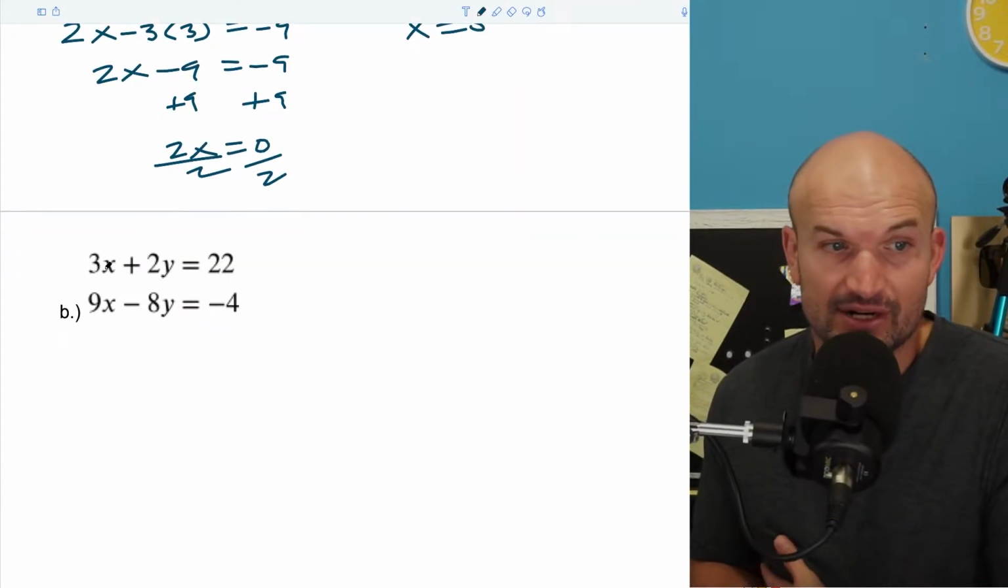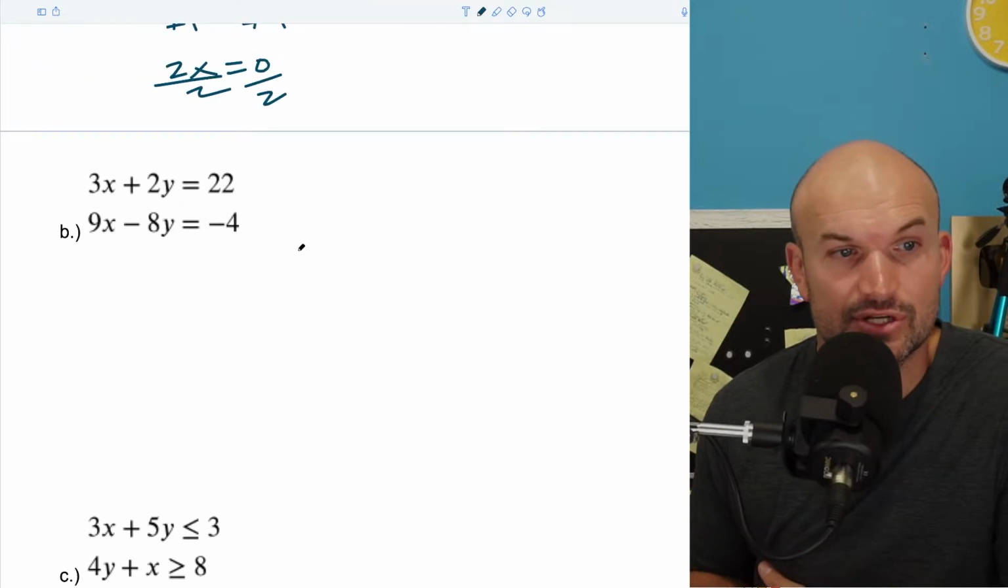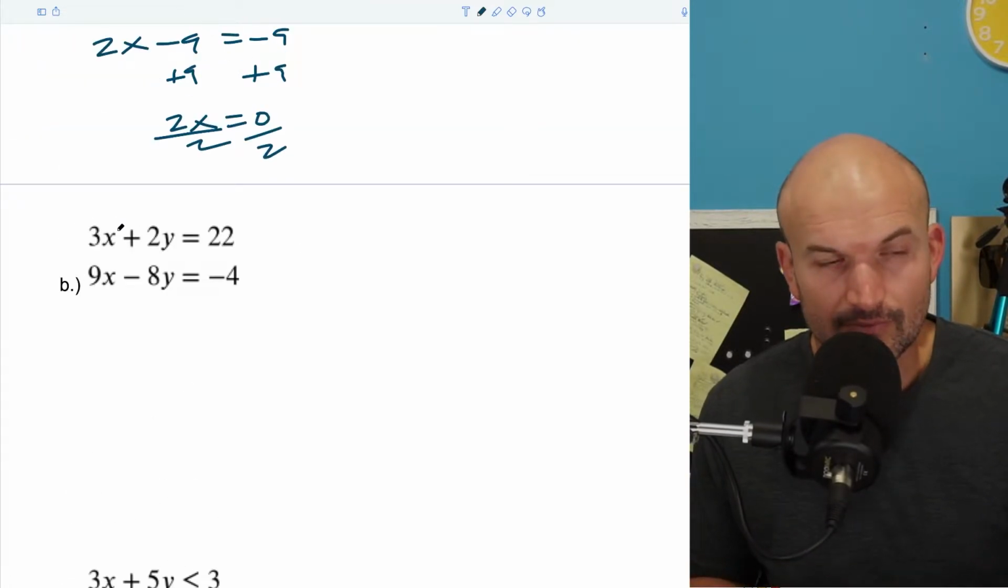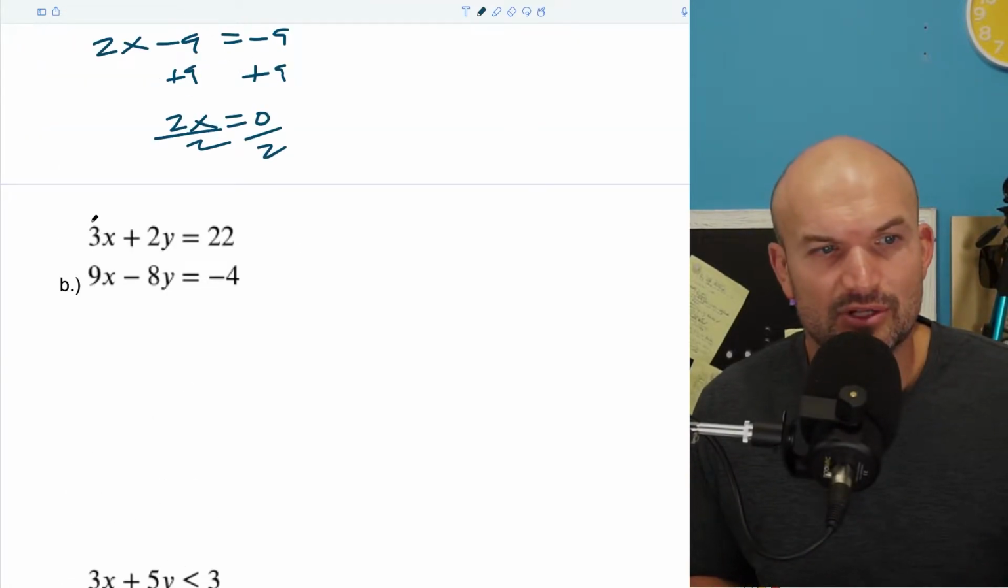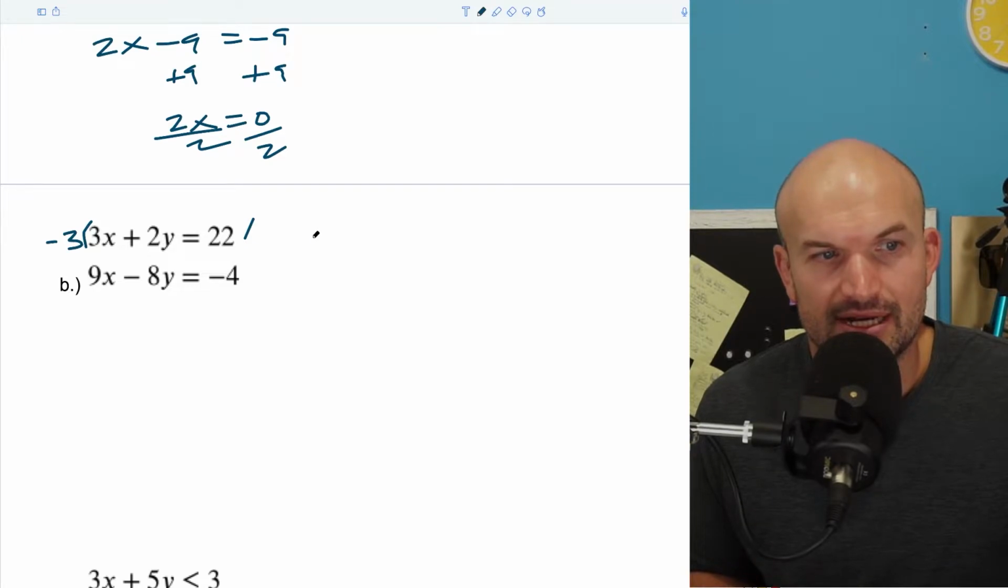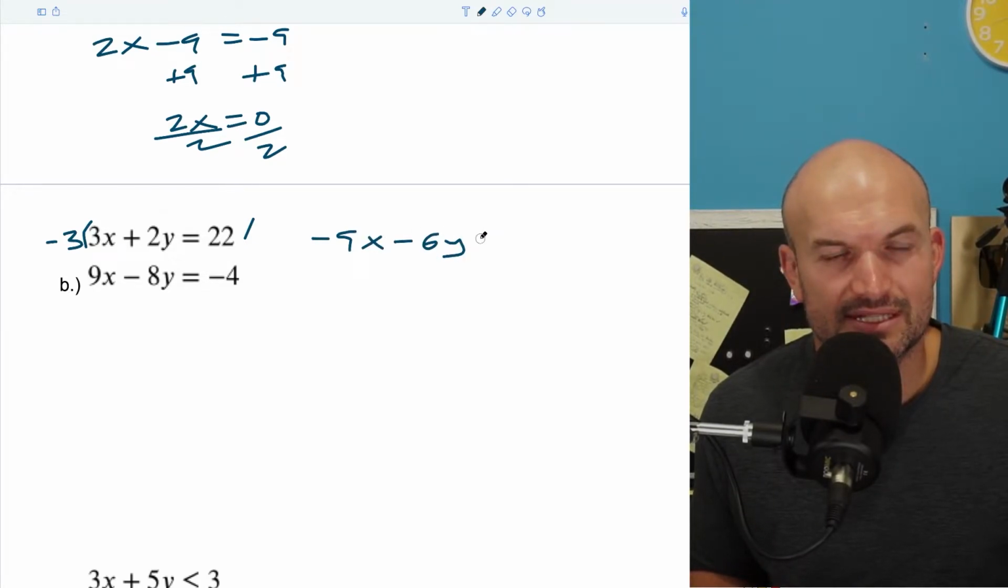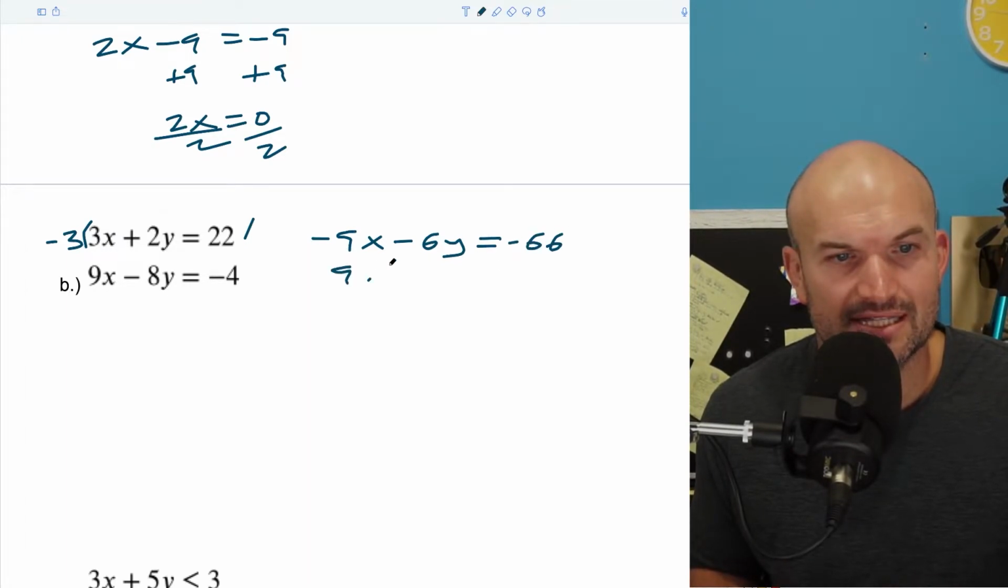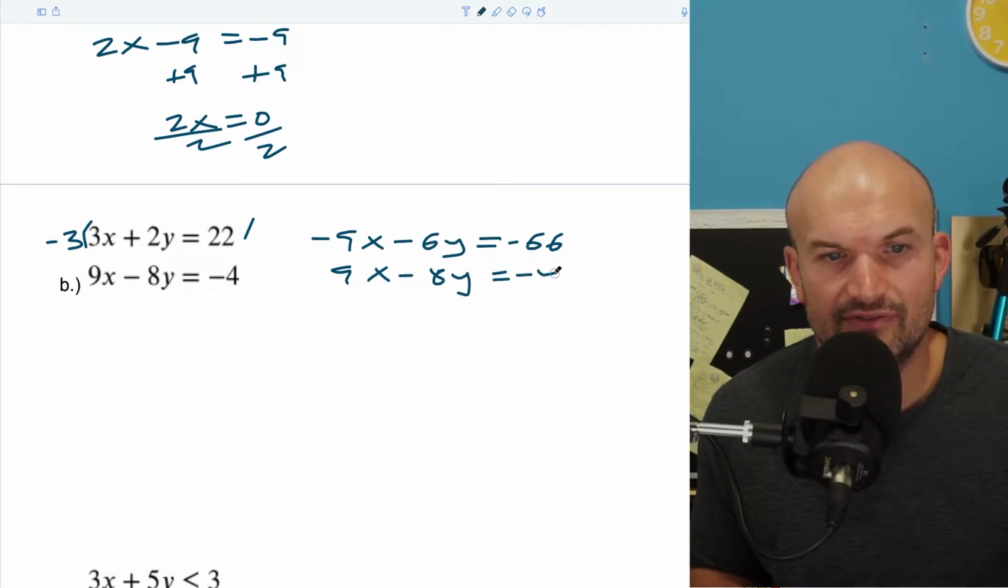So now this next one is already nicely set up for us, right? All I need to do is multiply by 3 on one equation. But again, I want it to be one positive, one negative. So I'm going to make this a -3. All right. So when I do that, I get -9x minus 6y, and that's going to equal -66. Then over here, I have a positive 9x. This is going to be minus 8y equals -4. Okay. So now I have the same coefficients. One's negative, one's positive. I can add them up vertically.